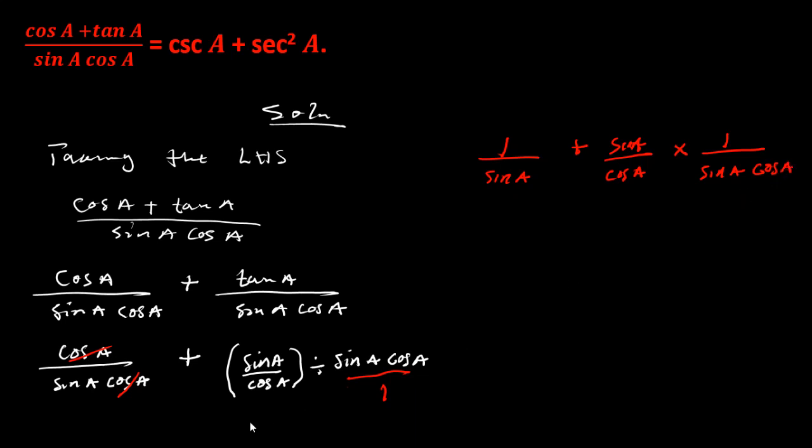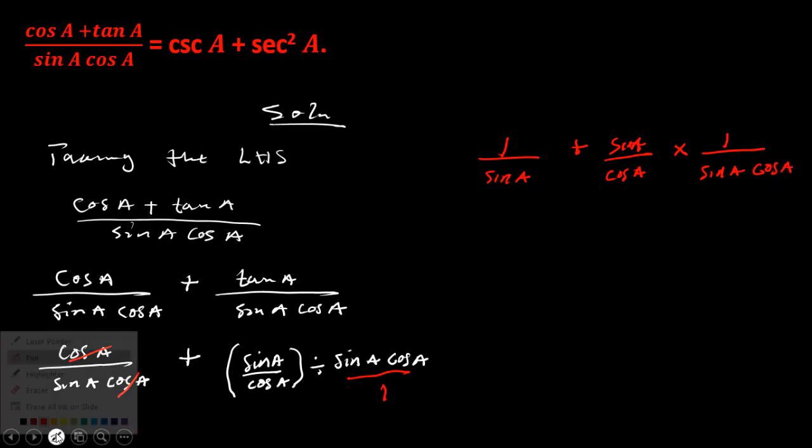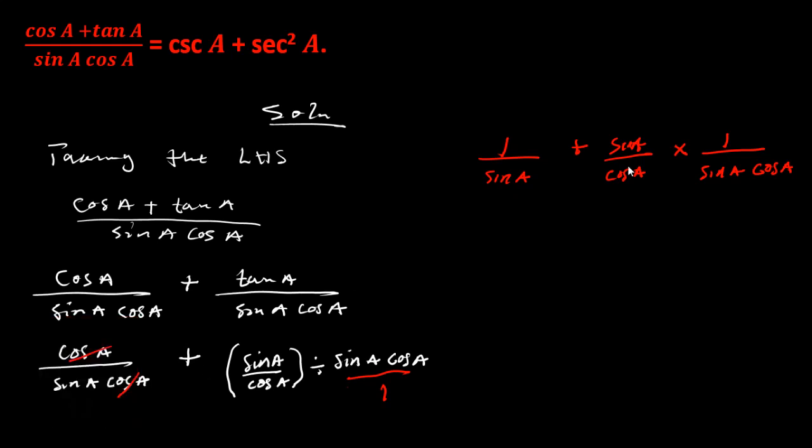So when we have that expression, we can simply work out by cancelling. So that sin A and that sin A can go. So here we have 1 over sin A plus, we have this is 1, this times that, it is 1 over, then we say cos A times cos A is simply cos squared A. So that's what we have.